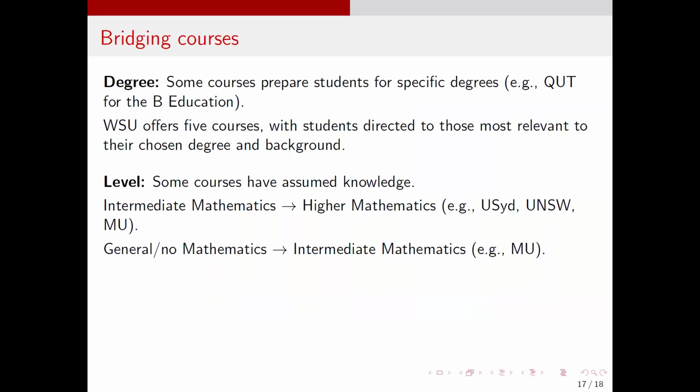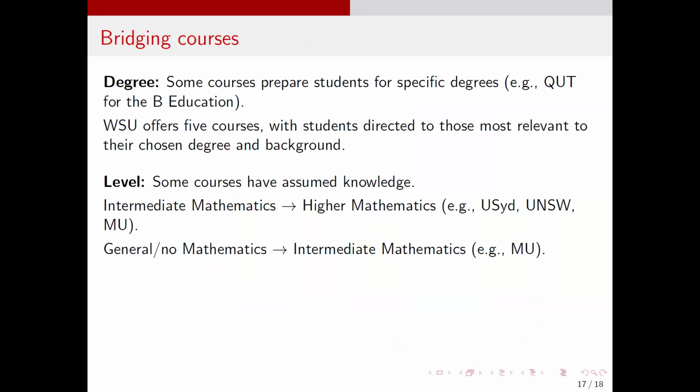Degree, well, some bridging courses prepare students for specific degrees. My own university offers 5 courses, and up until a couple of weeks ago, we had this lovely system online where students could put in their maths background and the degree they were going into, and it would recommend which of the 5 courses, the various topics. So it would recommend exactly what the students should do, but the university broke that along with various other bits of the website.